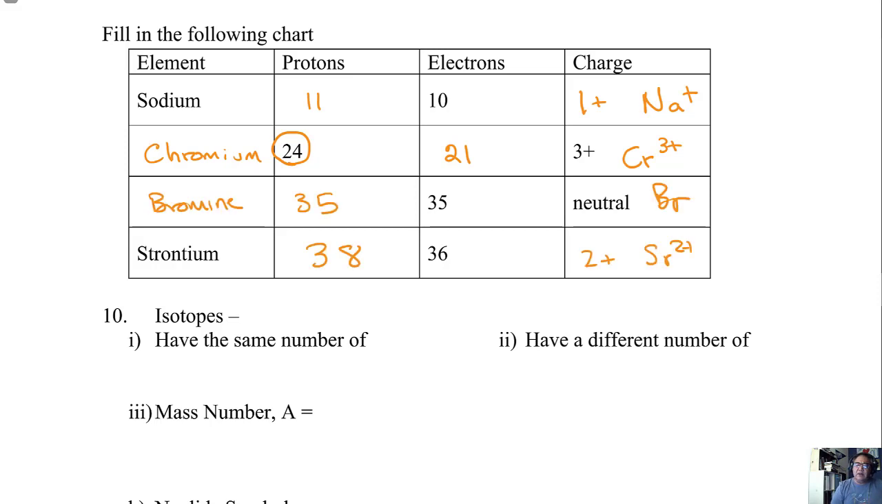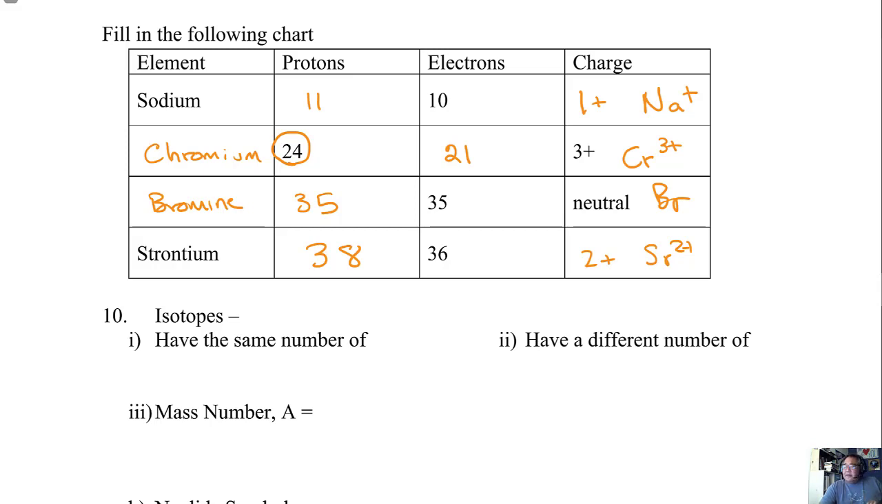Okay, so I went and looked up protons for bromine being 35. It says it's neutral, so 35 electrons must have 35 protons. So it's bromine. That's element number 35, and so the symbol would just be Br. And then for strontium, right, its atomic number is 38, which means it has 2 more positive charges than negatives, and so it's a 2 plus, so that's strontium 2 plus.